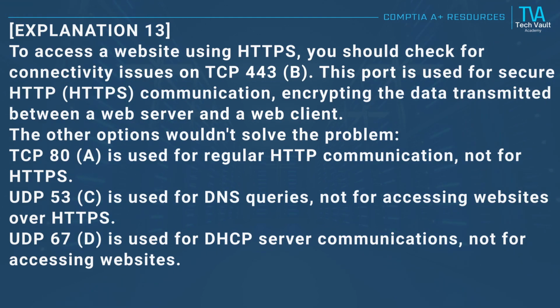A. TCP 80 is used for regular HTTP communication, not for HTTPS. C. UDP 53 is used for DNS queries, not for accessing websites over HTTPS. D. UDP 67 is used for DHCP server communications, not for accessing websites.